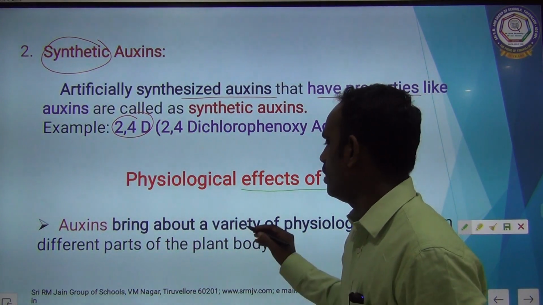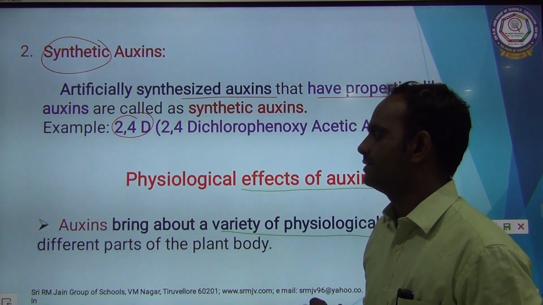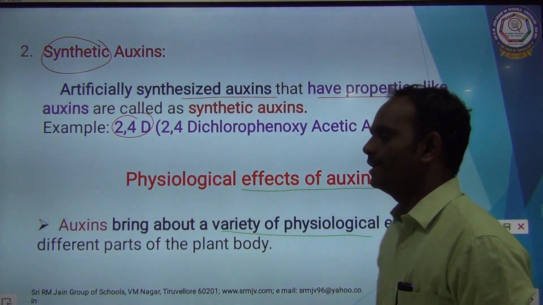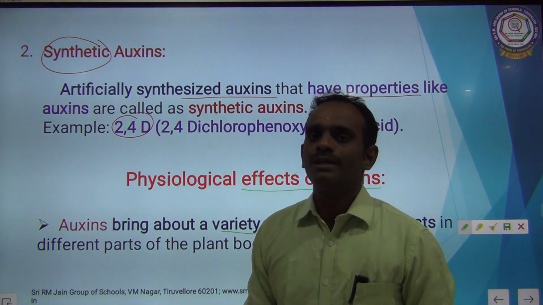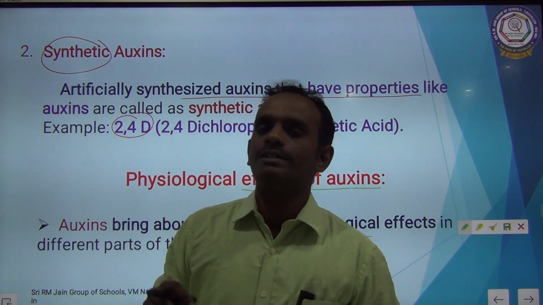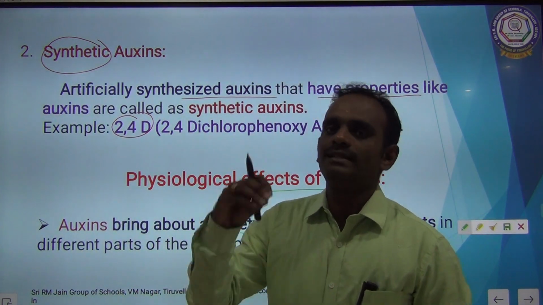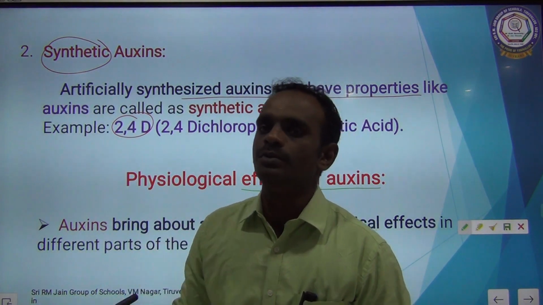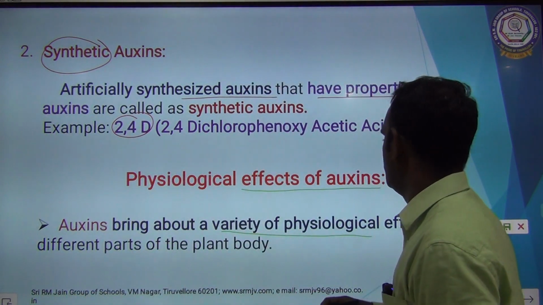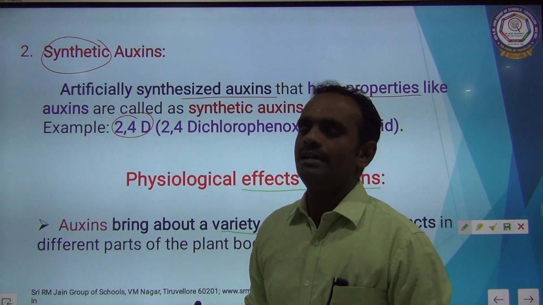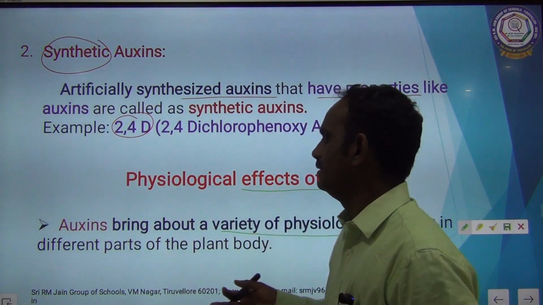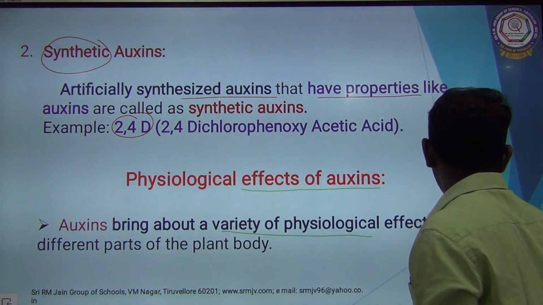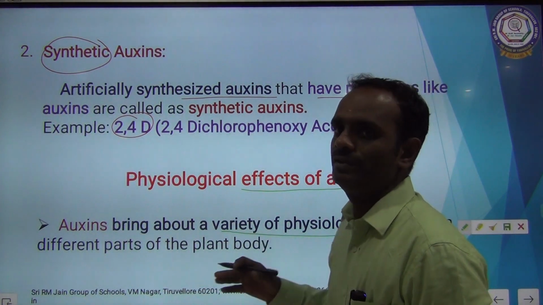The next one, physiological effects of auxin. Auxins bring about a variety of physiological effects in different parts of the plant body. You know very well, auxin is a plant hormone. It is mainly synthesized at the tip of the shoot as well as at the tip of the root. It plays a vital role in the physiological effects and an important role in various parts of the plant body.